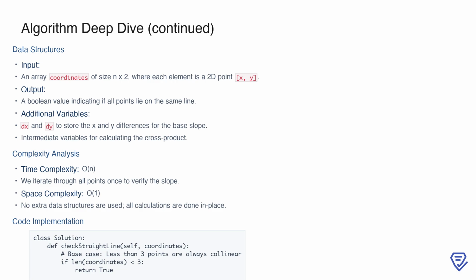To support the calculation, we use additional variables like dx and dy to store the differences in x and y for the base slope. These variables are reused for each cross-product computation, making the algorithm space-efficient. In terms of complexity, the algorithm runs in O(n) time, where n is the number of points, as we iterate through the points once. The space complexity is O(1), as the algorithm does not require any extra data structures. This efficiency makes it suitable for handling large datasets. Finally, any edge cases, such as fewer than 3 points or vertical lines, are naturally accommodated within the algorithm structure.